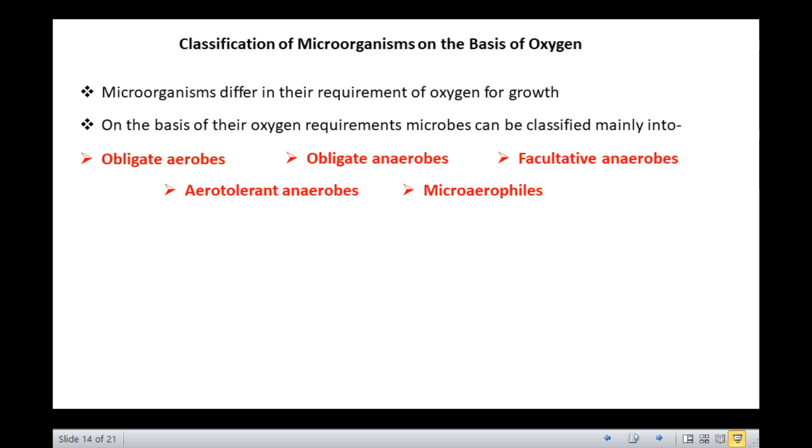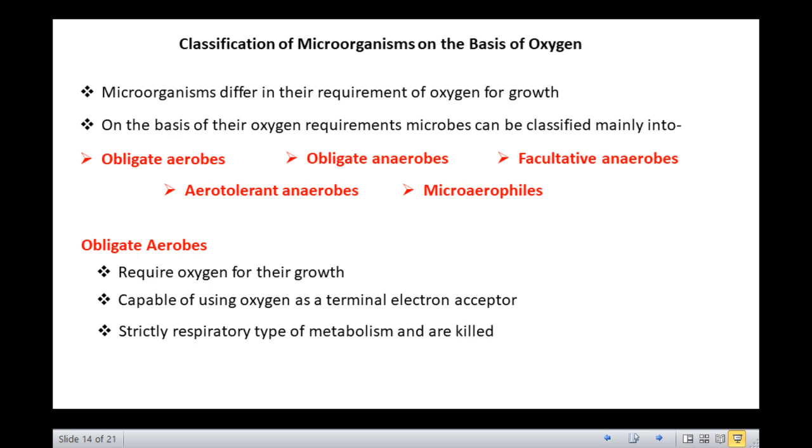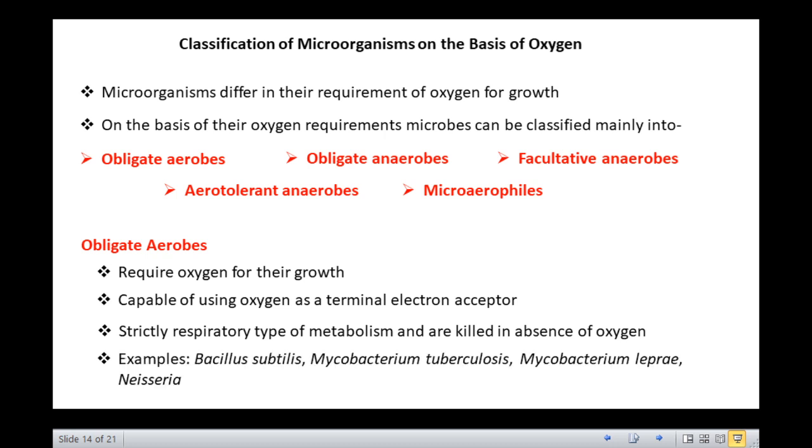Let us first discuss obligate aerobes. Organisms that require oxygen for their growth and are capable of using oxygen as a terminal electron acceptor. They can tolerate a level of oxygen equivalent to or higher than that present in an air atmosphere, that is 21% oxygen, and cannot survive in its absence. They have a strictly respiratory type of metabolism and are killed in the absence of oxygen. Examples are Bacillus subtilis, Mycobacterium tuberculosis, Mycobacterium leprae, and Neisseria gonorrhoeae.